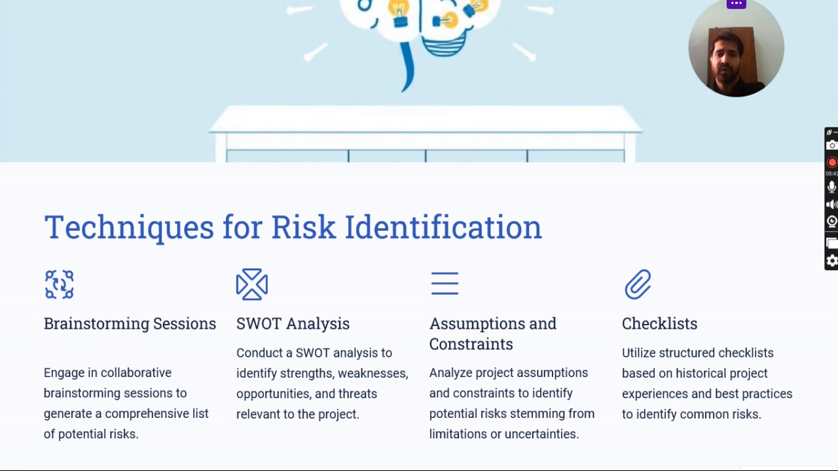So now coming to the most important part of this presentation, which is risk identification techniques. The first one which I have listed is brainstorming. Brainstorming is a collaborative approach of idea sharing to identify risks from diverse perspectives. We have structured brainstorming and unstructured brainstorming. In structured brainstorming, there is a facilitator involved, and in unstructured brainstorming, there is no facilitator involved. There is just free flow of ideas.